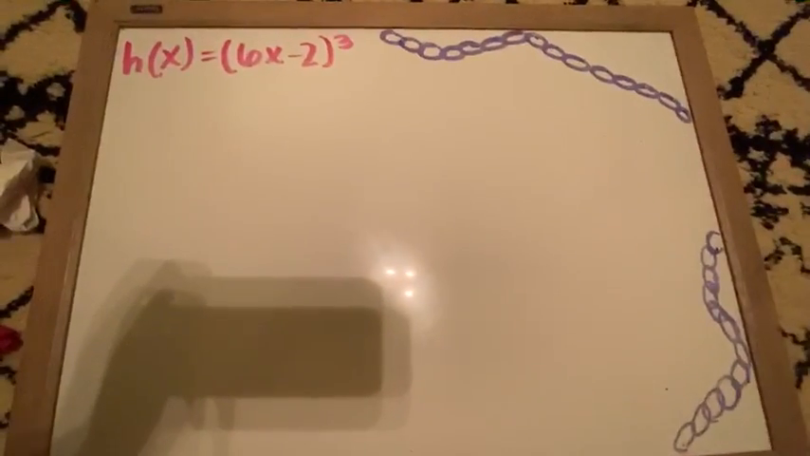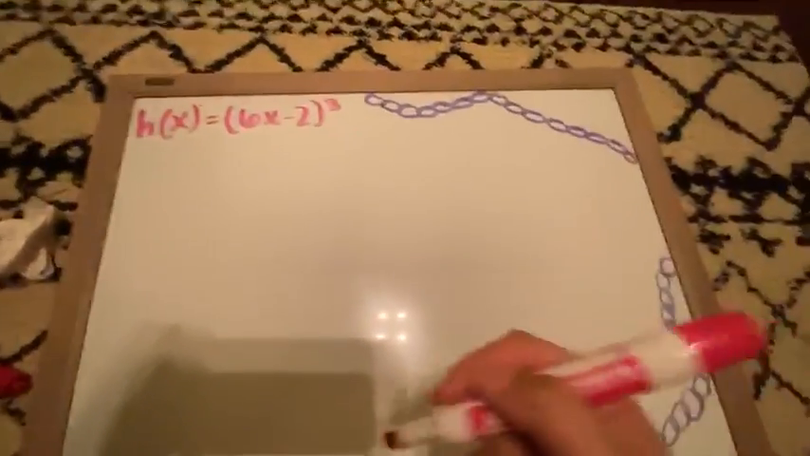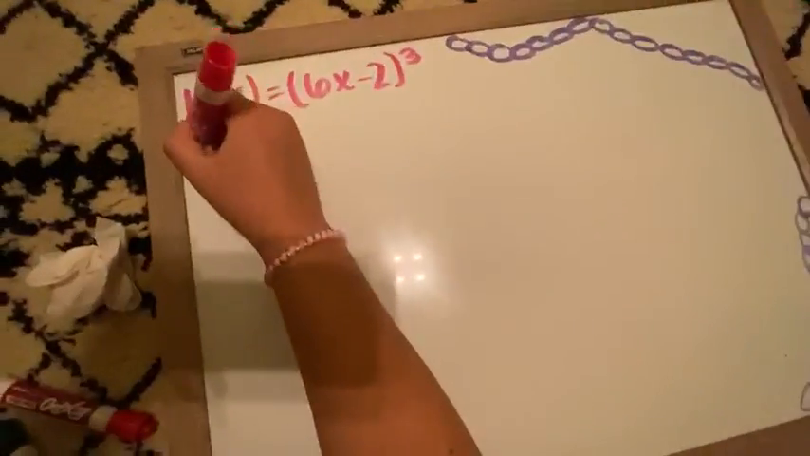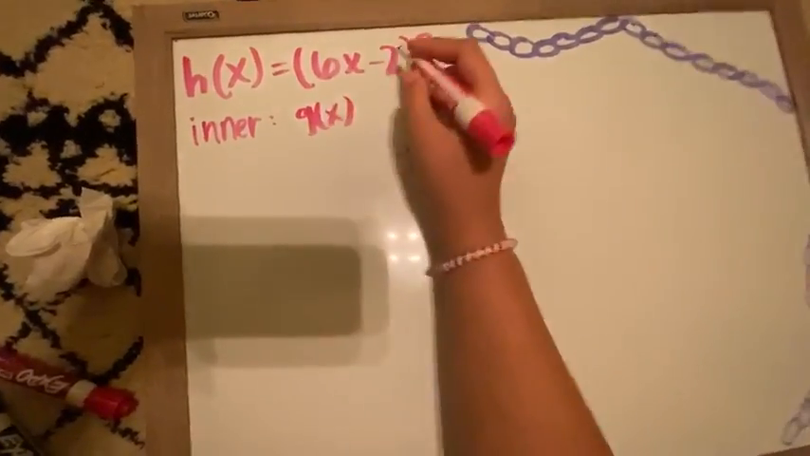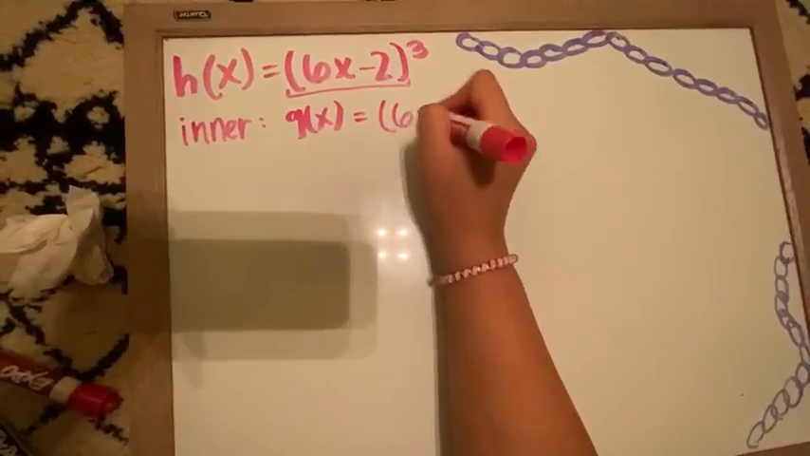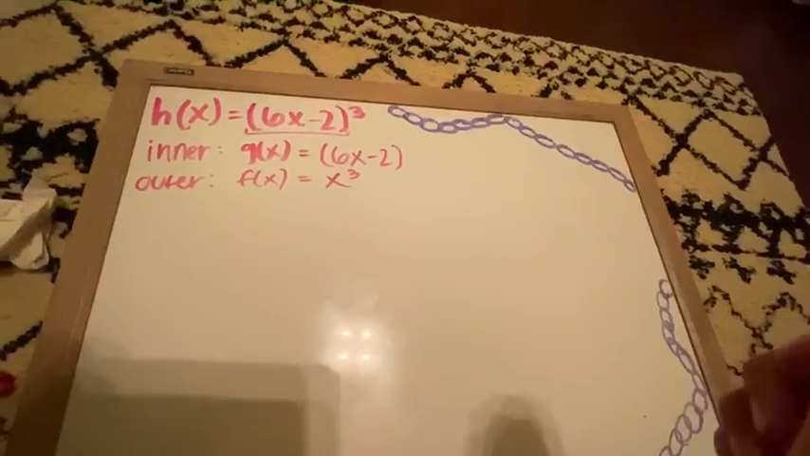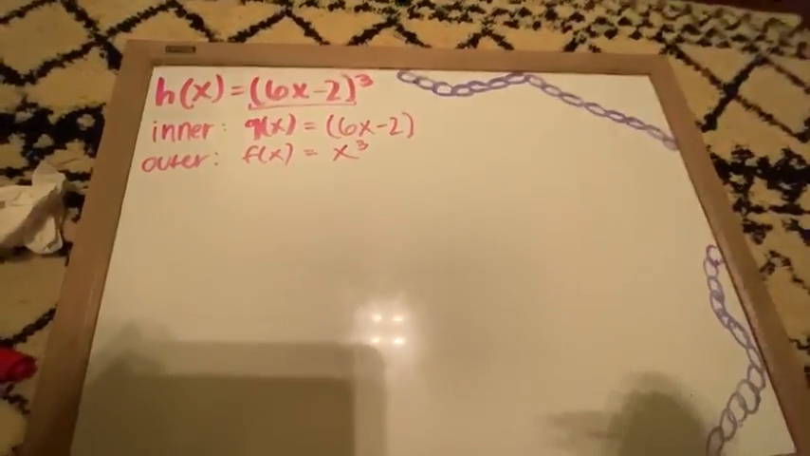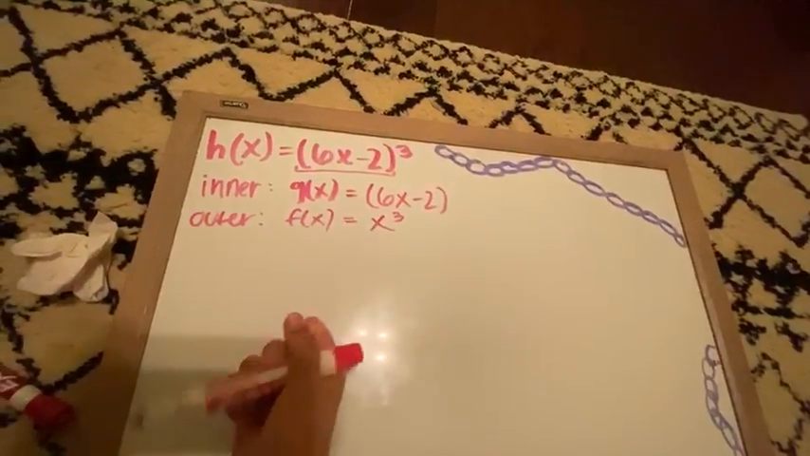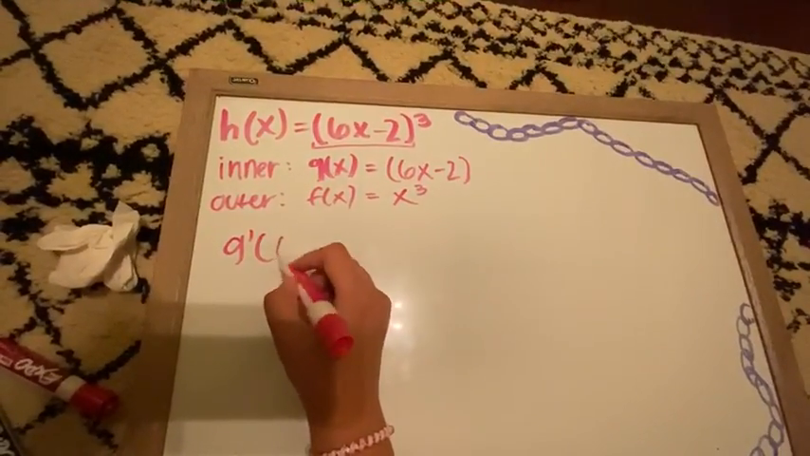So our first example is h of x is equal to 6x minus 2 cubed. First we need to identify our inner and outer components. Our inner component is our g of x, which is 6x minus 2. And our outer component is x cubed. Because h is composite, we can use the chain rule to differentiate it. First we need to find the derivatives of these. Our g prime is just 6.